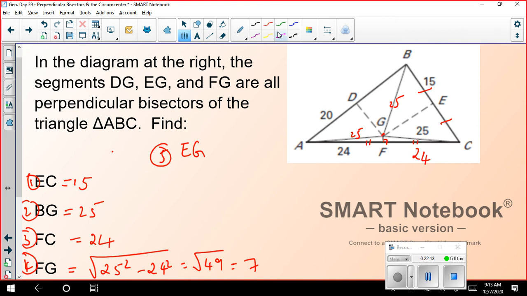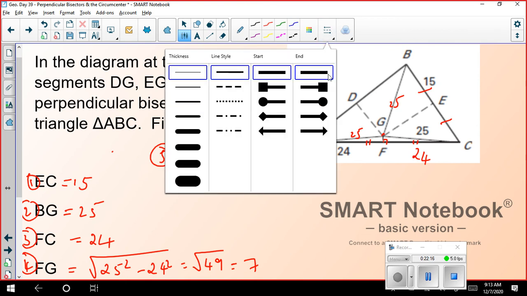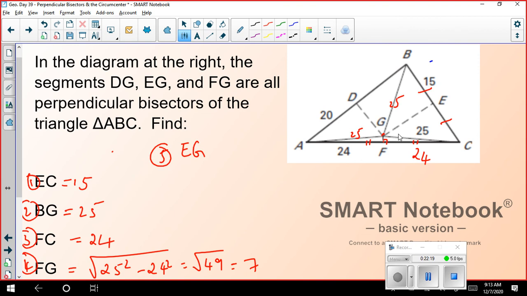Now let's see EG. EG is over here. Once again, you can use the Pythagorean theorem on this particular right triangle. You know Pythagorean theorem, the hypotenuse is 25. So 25 square minus 15 square. Okay, 25 square is 625 and 15 square is 225. So 625 minus 225 will give us 400, and square root of 400 is nothing but 20. So you get EG equals 20.